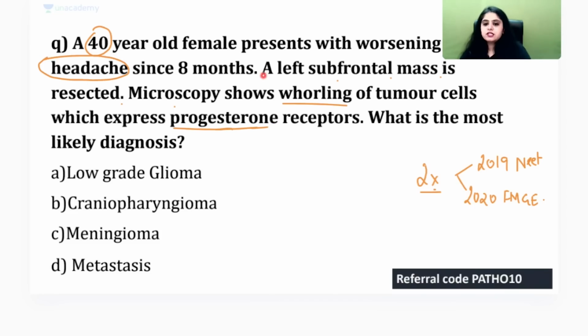Now I've changed the question. This is not the same question that came in your previous year. This topic came in your previous year. So what change came in the question now? Answer to this question, meningioma. What are the two catch points I've given you? I've given you whirling of the tumor cells and positivity for progesterone receptor. So how else can the question come?